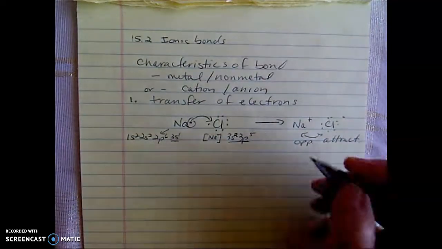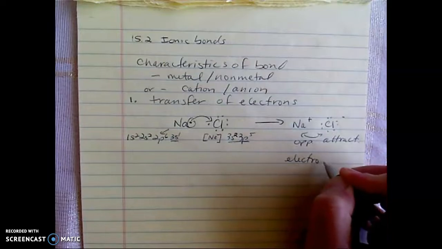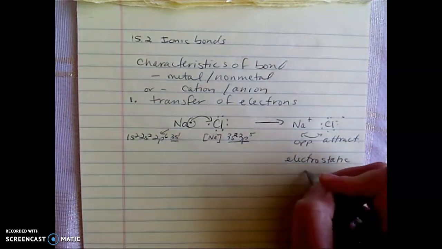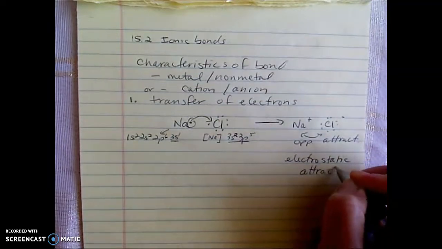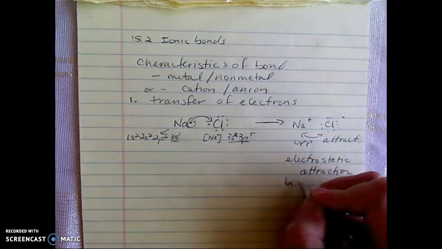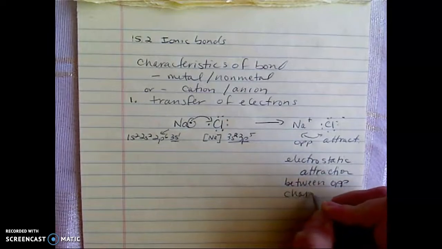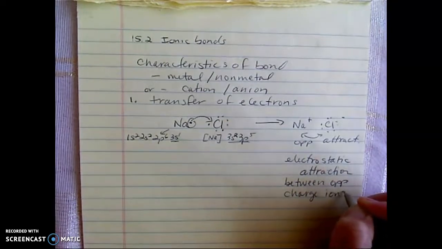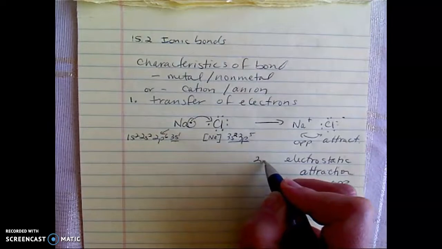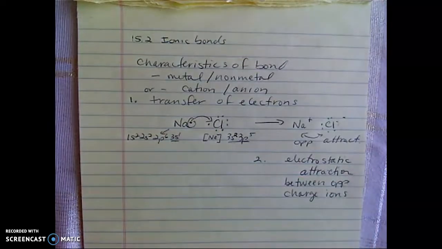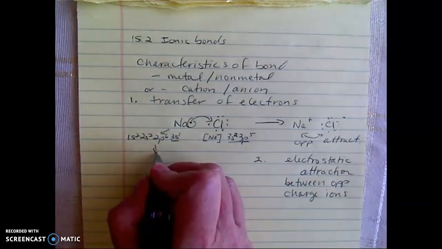This is what we call the electrostatic attraction between opposite ions, oppositely charged ions. This is your second characteristic of an ionic bond. Again, you can find these characteristics written on your target 5.5D/E for ionic compounds.